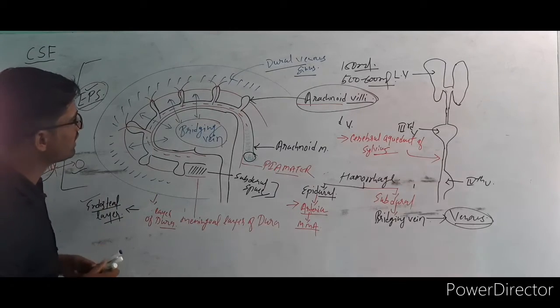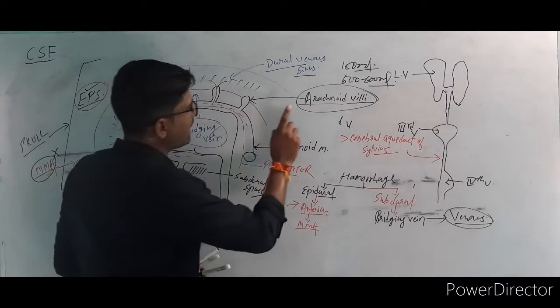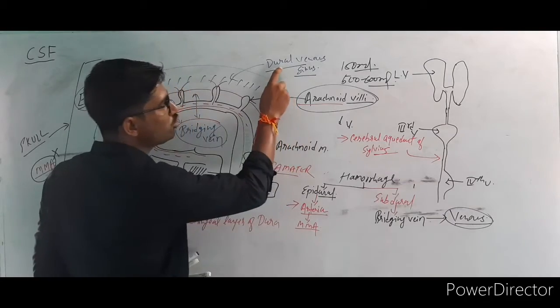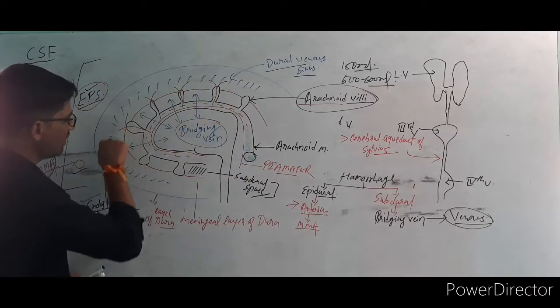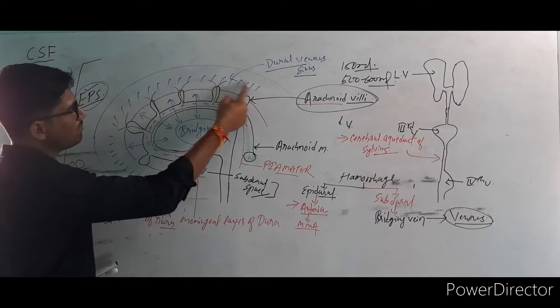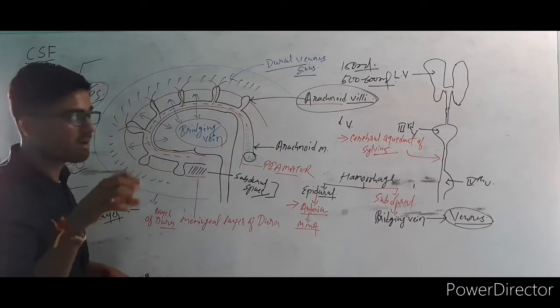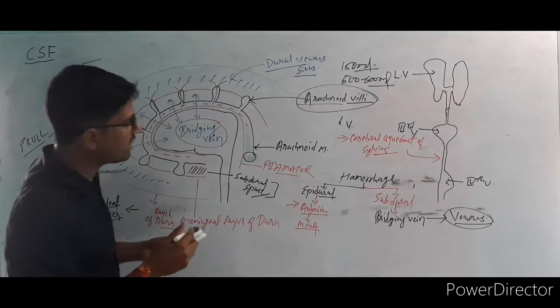Now I want to tell you one thing. That is this arachnoid villi, and here is the dural venous sinus. So venous blood is here. In this area there is the blood. So what is the mechanism? How does it get absorbed?